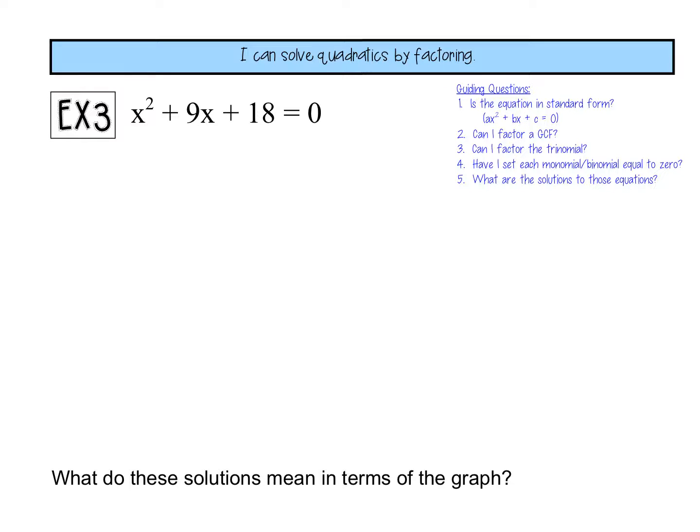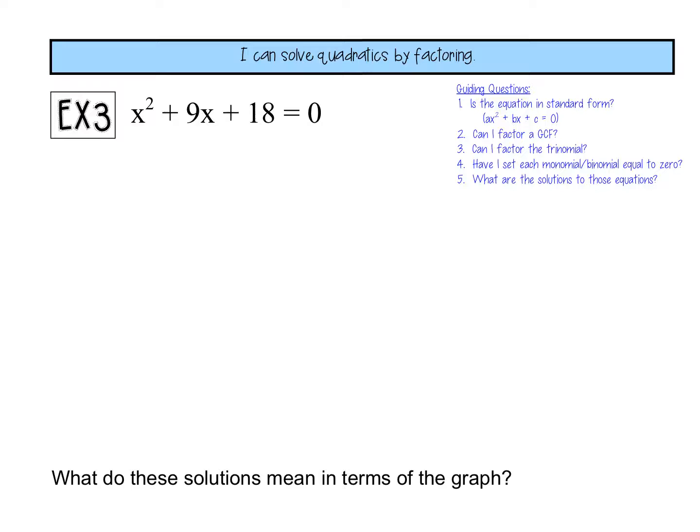So example 3 says x squared plus 9x plus 18 equals 0. My first question is, is the equation in standard form? I see that it is set equal to 0, so I'm good. My next question is, can I factor a GCF? When I look at this, the a is 1, so there's no number that I can take out. And they don't all have variables, so there is no GCF that I can take out. So then my third question is, can I factor the trinomial?